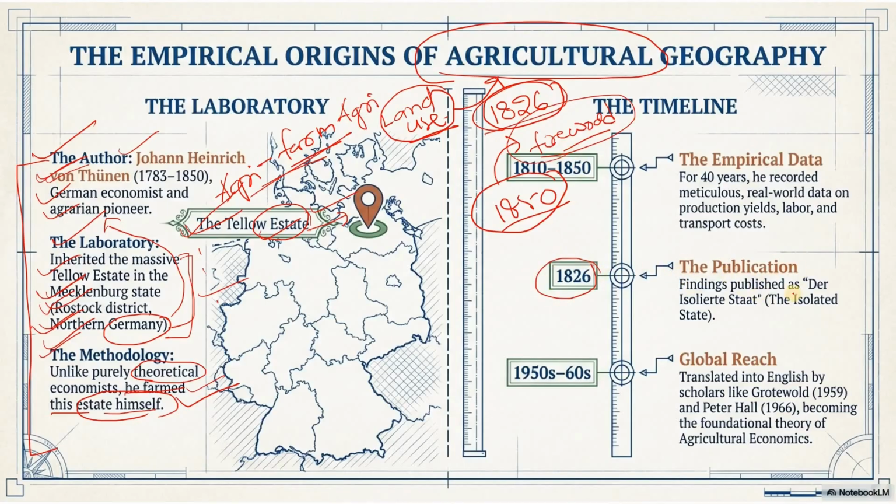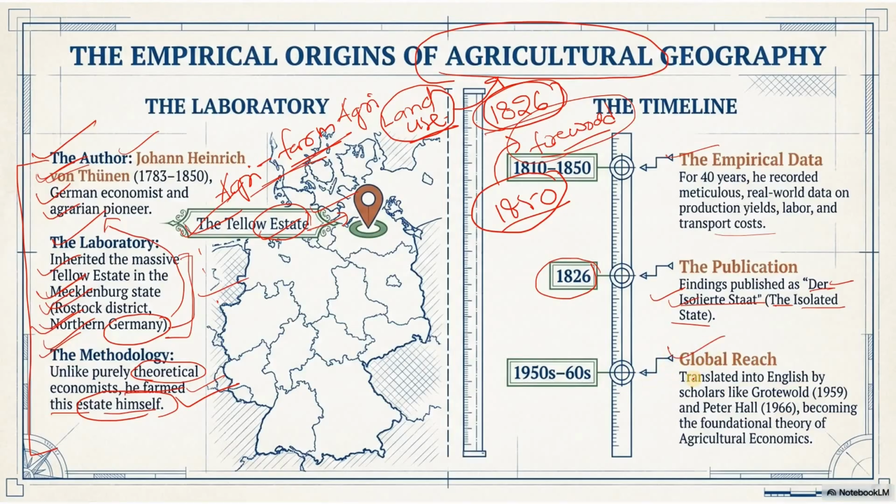The findings were published as The Isolated State. I hope you understand this; this is the name of the book. The theory was empirical, based on empirical data. For 40 years, he recorded meticulous real-world data on production yields, labor, and transportation cost.